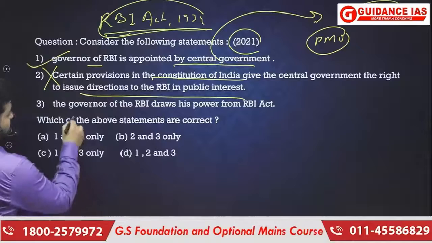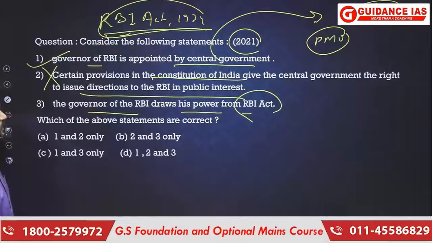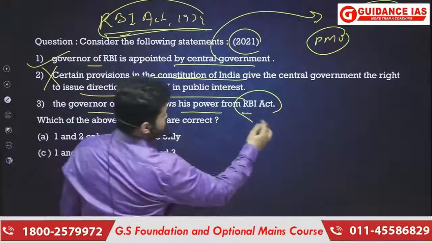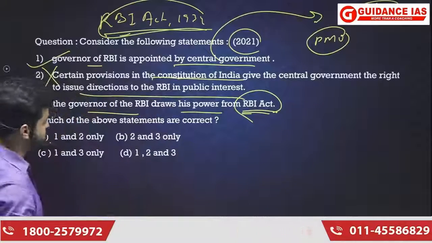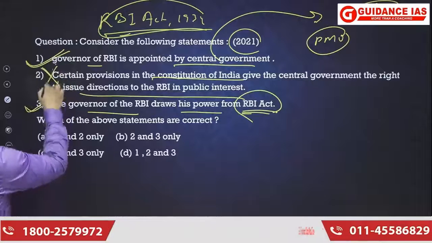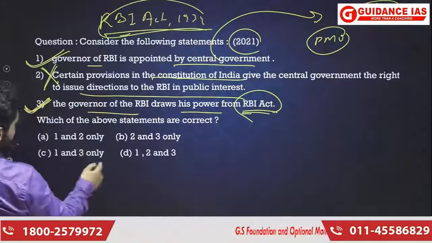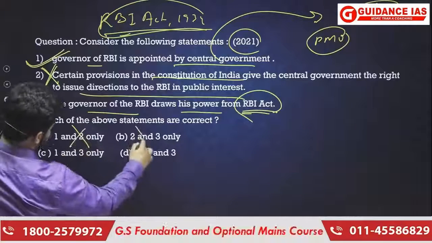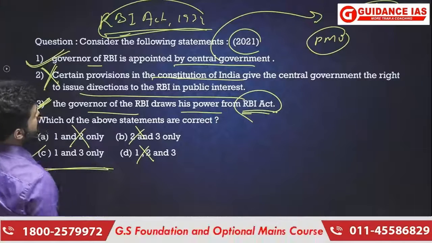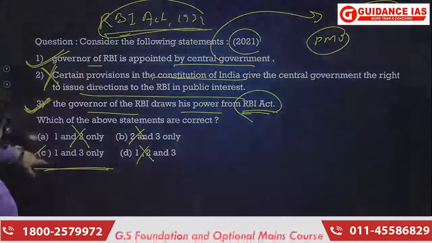The next is that the governor of RBI draws his powers from the RBI Act. Definitely. The very appointment of the governor, the office of the governor, is by this particular act, so all the powers are also by this act only. So this statement is correct. So 1 is correct, 2 is incorrect, and 3rd is correct. Now you can choose the alternative here. 2 is incorrect, so you can eliminate option A, option B and option D. So this remains the only option which includes all the correct statements. This way you can conclude that this is the answer.